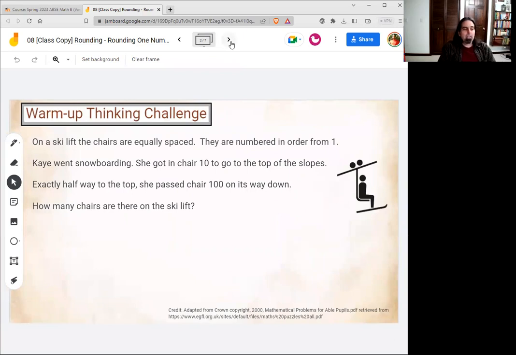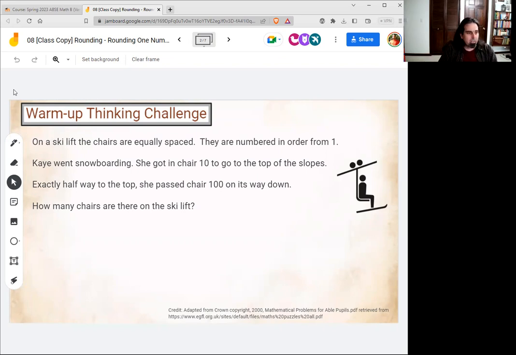Your warm-up for today is that there is a ski lift with the chairs equally spaced around the whole loop. Ski lifts have a loop that they travel. The chairs are numbered in order, starting at 1. Kay went snowboarding. She got in chair 10 to go to the top. And exactly halfway to the top, she passed chair 100. So how many chairs are there in the ski lift?